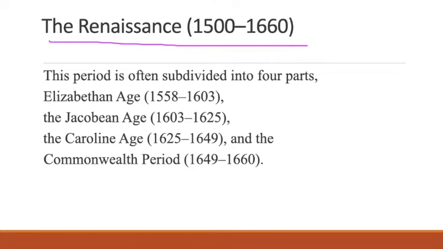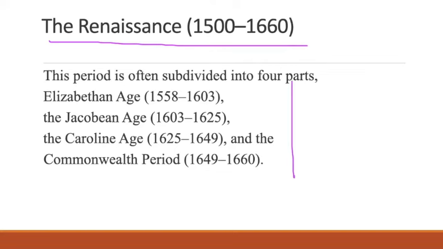Now, coming to the modern period, that is Renaissance. The Renaissance time period is 1500 to 1660. It was a glorious time in the field of English literature, with very good production of literature. This period of Renaissance can be divided into four parts. We have four subdivisions also.